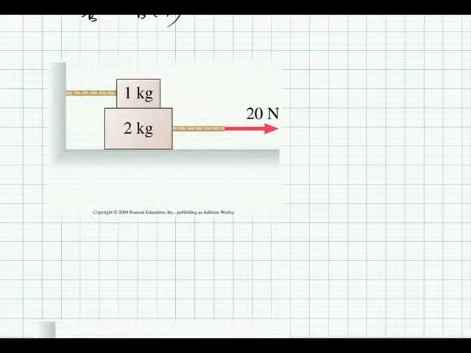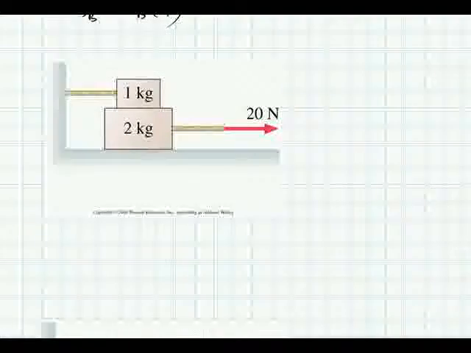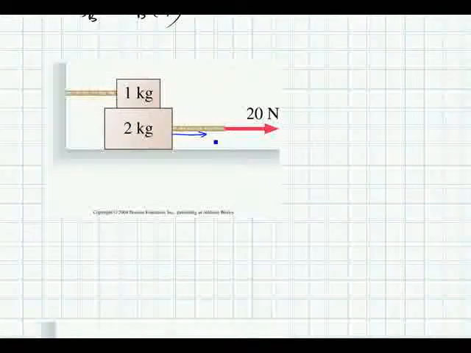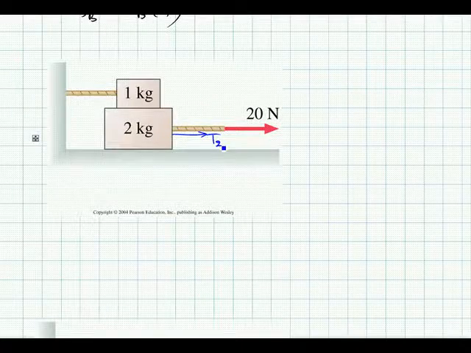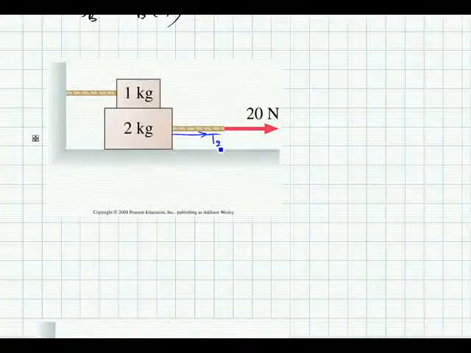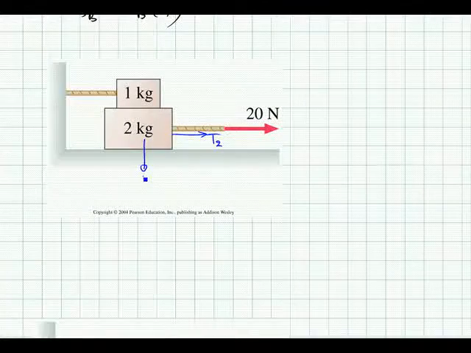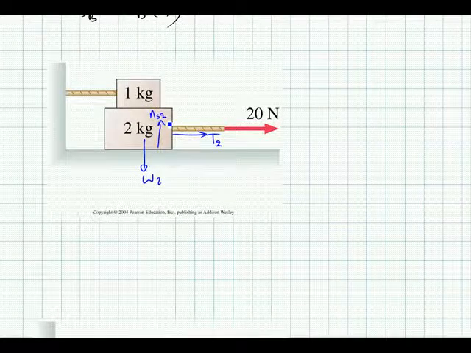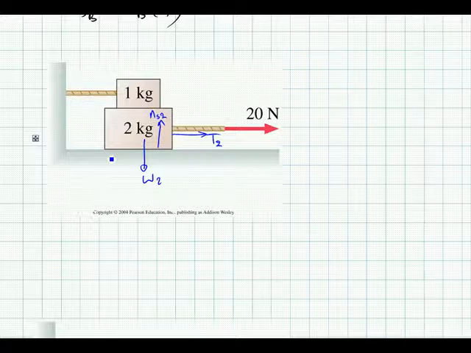So here we have two objects, one sitting on top of another. The object at the bottom is yanked to the right with a 20 Newton force. So the first thing you do is identify your forces. Here we have tension on 2, that's our 20 Newton force. The subscript 2 refers to the 2 kilogram mass. Then I have W2, and we have the normal force from the surface on 2. It's being yanked to the right.